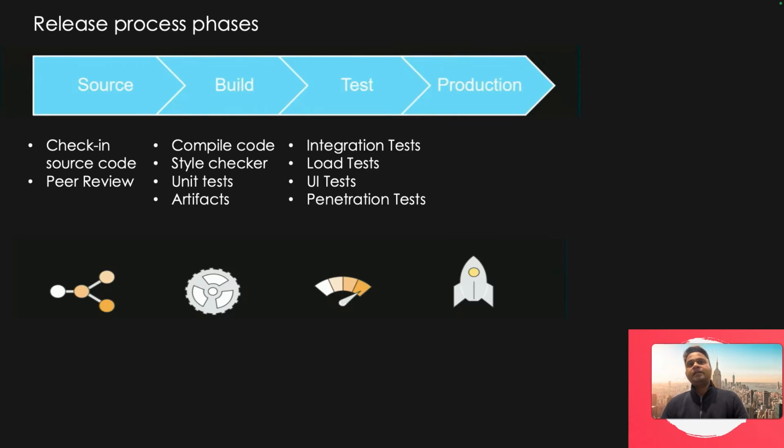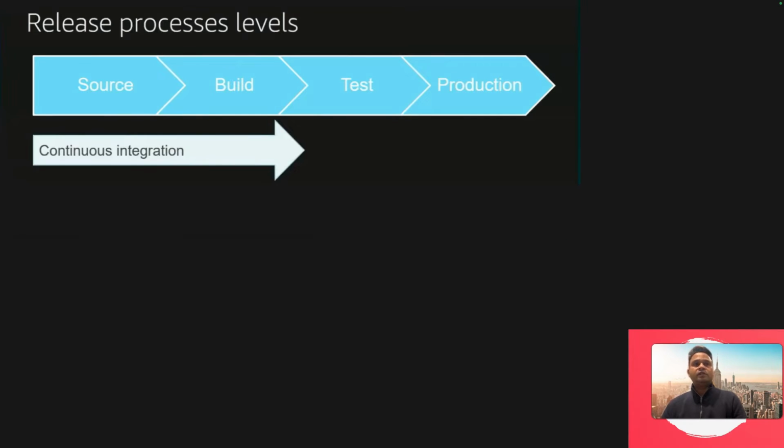The next stage is the testing part, where you will have some sort of test environment where you will be running an integration test, a load test. It could be a requirement, if it is UI heavy, a UI test, or you might even require penetration testing. So once you have this whole testing done, then you finally move to production. So you have all these processes as part of the release process.